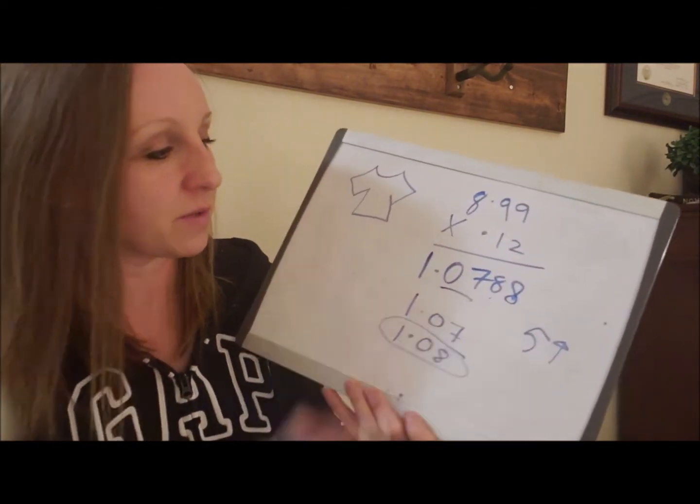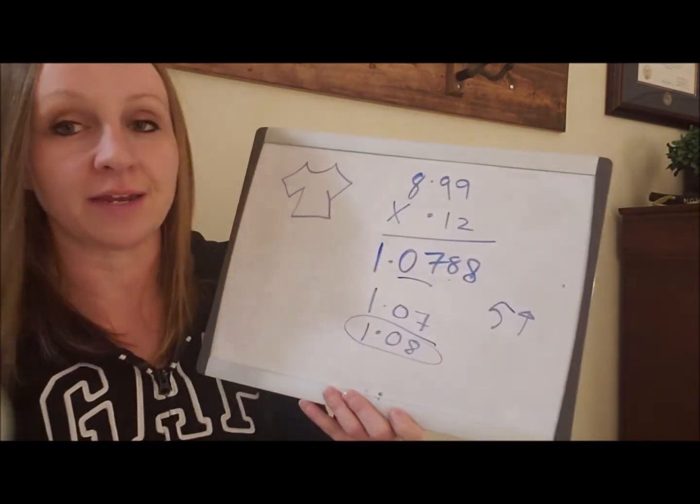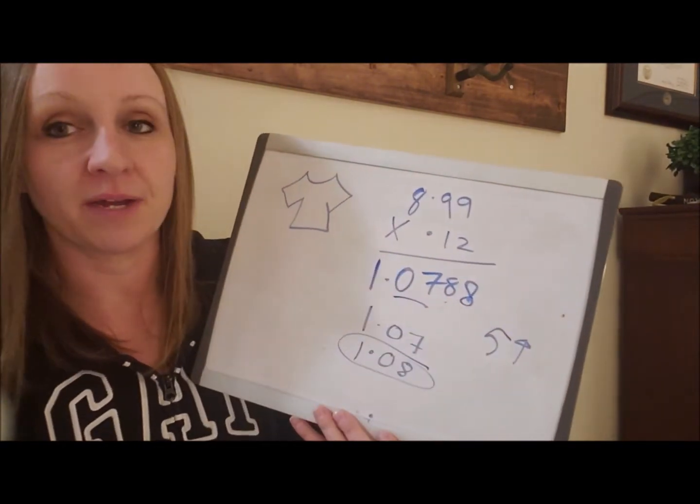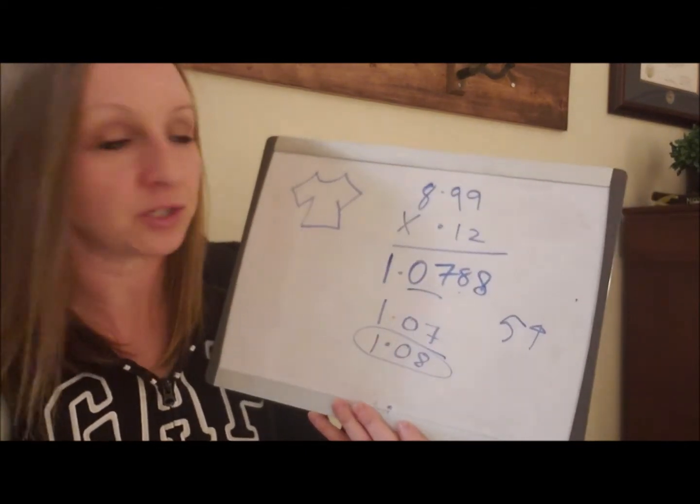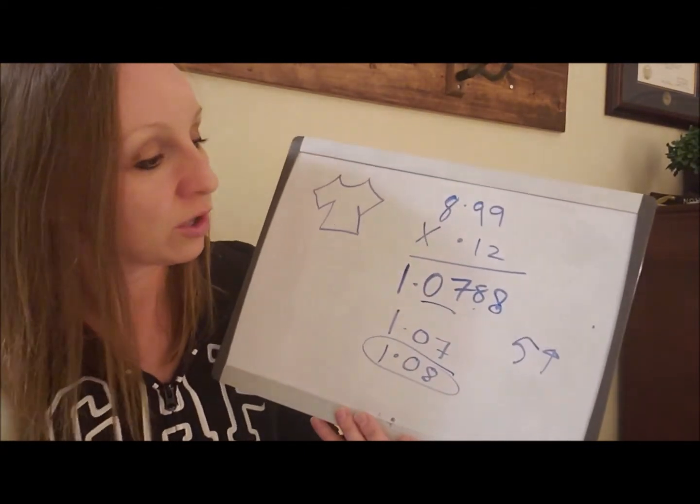So I figured out, let's just go with this guy, that if I'm buying a shirt for $8.99, I've multiplied by my 0.12 to get my tax. The amount of tax I have to spend on this t-shirt, if my tax is 12%, is $1.08.